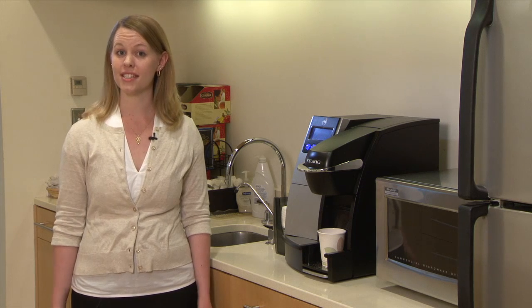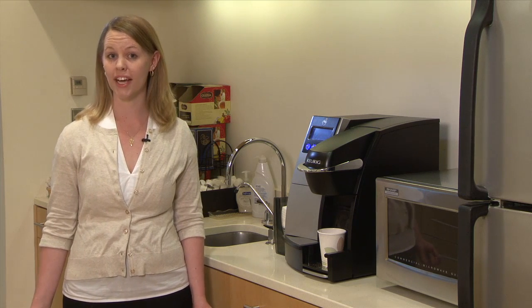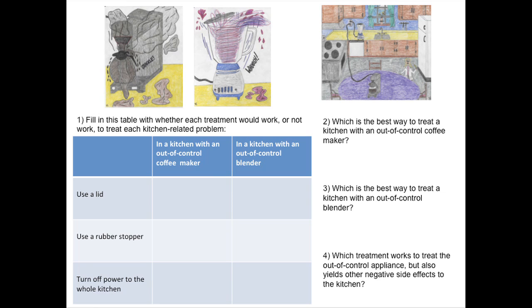Now I want you to do an assignment where you determine the best way to fix each individual broken appliance. You can either use a rubber stopper, or you can use a lid, or you can turn off the power to the whole kitchen. I'll give you a couple of minutes to talk it over with your class, and I'll see you soon.